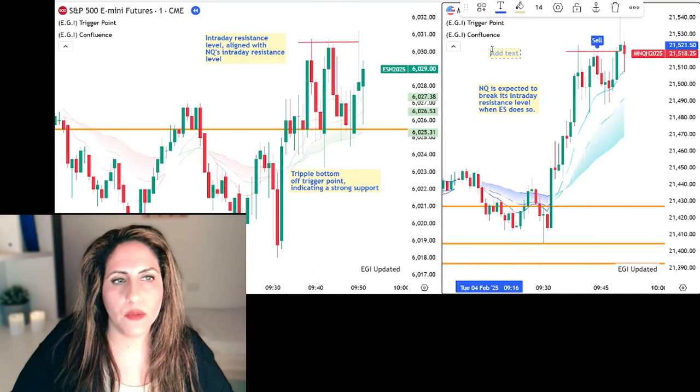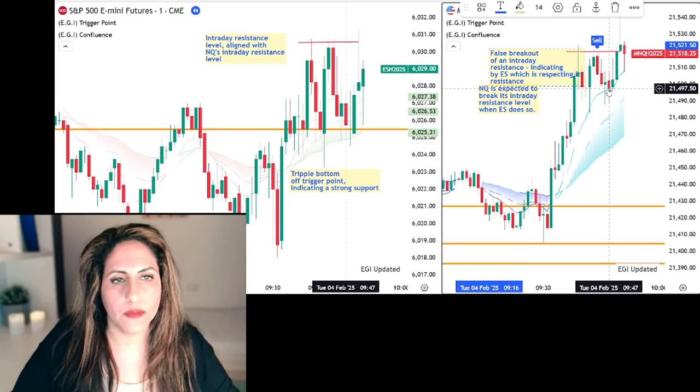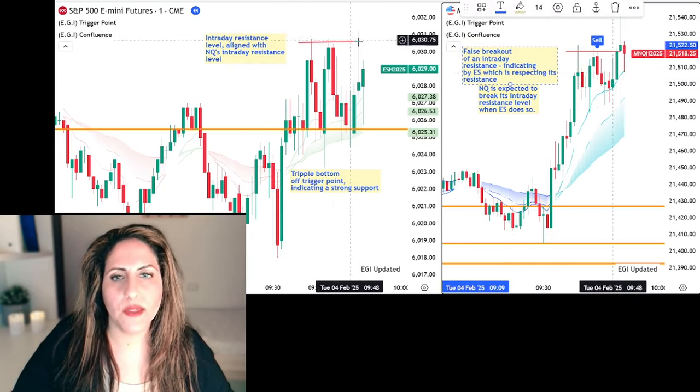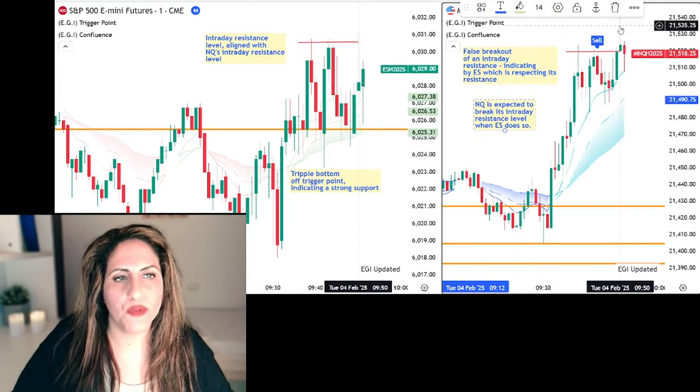So I'm going to write it down. False breakout of an intraday resistance, indicated by ES, which is respecting its resistance. Okay, so why is it a false breakout for me? Because ES is respecting its resistance level, so this is probably a false breakout.